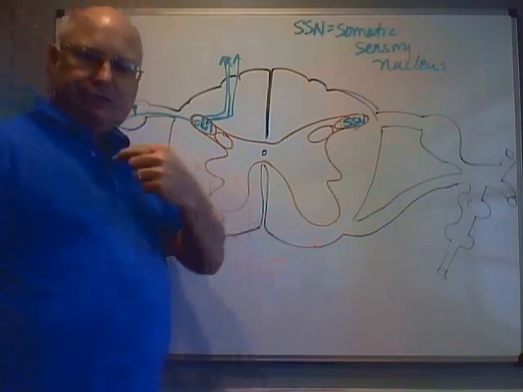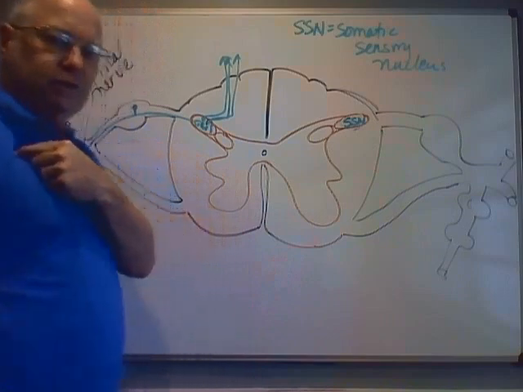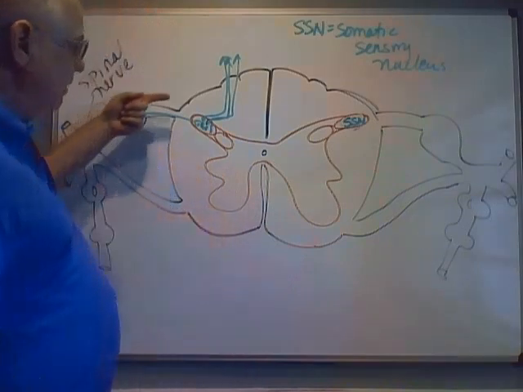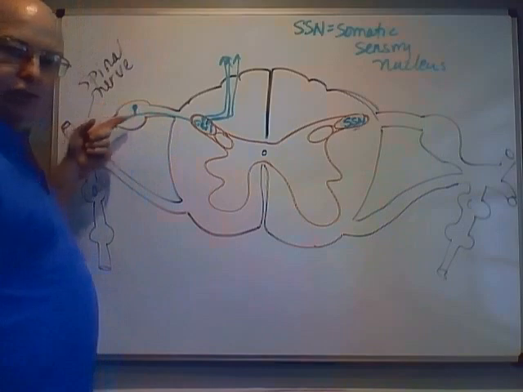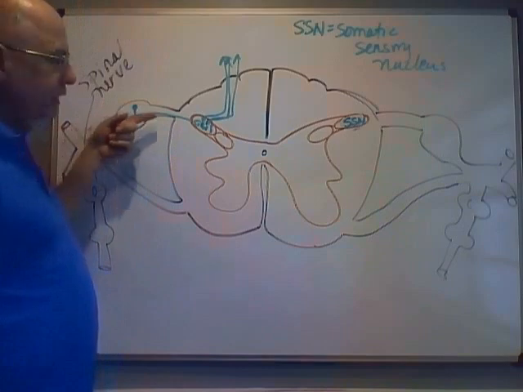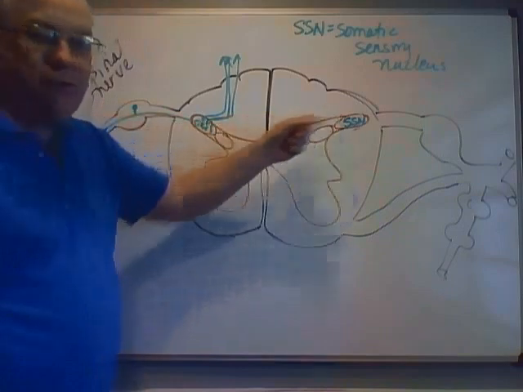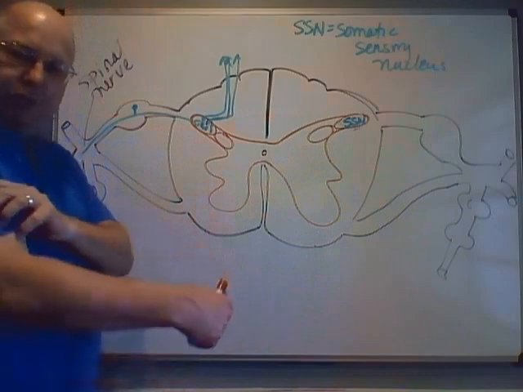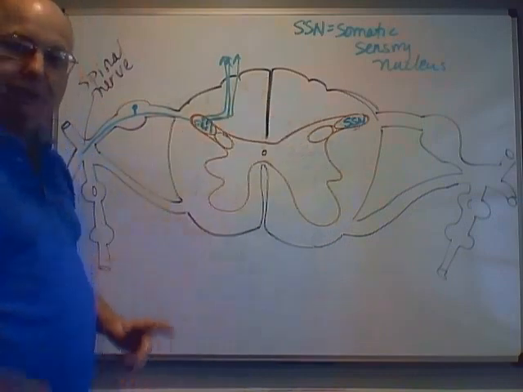So, if someone sticks you with a needle at a certain level of the spinal cord, that information would come in through a sensory neuron, through the dorsal root. The soma lives in the dorsal root ganglion, and it would synapse in the somatic sensory nucleus. If you tore a muscle, it'd be the same kind of thing.